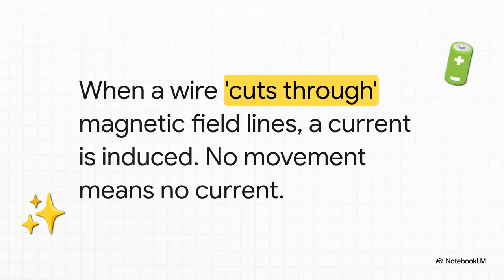Okay, picture this. You've got a wire and a magnet. If you just hold that wire perfectly still inside the magnetic field, nothing, absolutely nothing happens. But the second you move that wire so it cuts through those invisible magnetic field lines, poof, a tiny current is generated for a split second. Stop moving, the current's gone. It's all about the motion through the field.